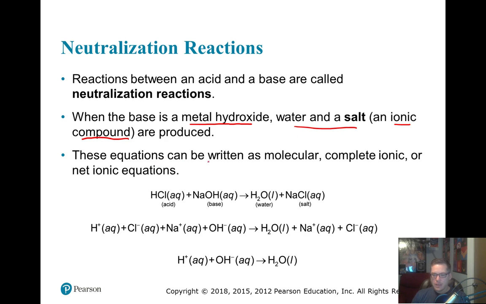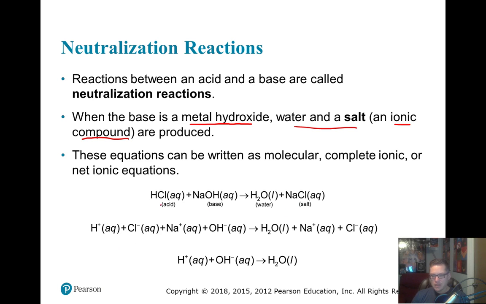And so we can actually write these as molecular, complete ionic, or net ionic equations. So here's our molecular equation right here. This is a classic example of hydrochloric acid reacting with sodium hydroxide, and it forms water and sodium chloride, which is just table salt. So there's your water and there's your salt, your 2 products, and there's your metal hydroxide.